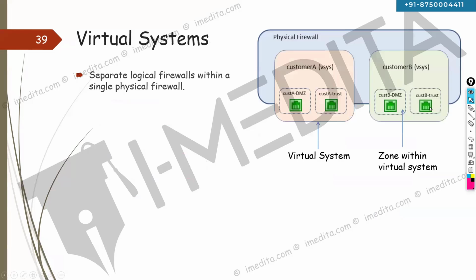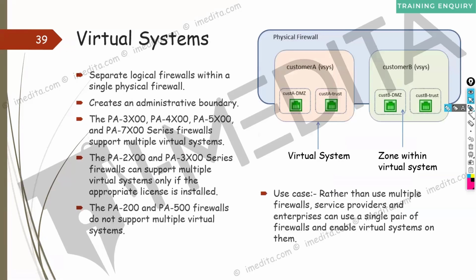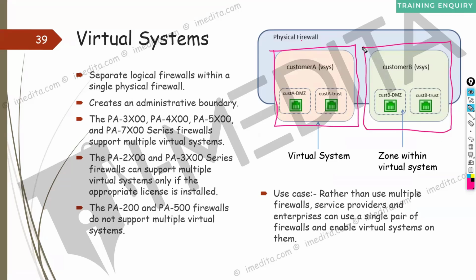Next, we have here virtual system. So what is virtual system? When we have a physical firewall, we can break down the physical firewall into multiple virtual firewalls, just like Cisco, just like FortiGate, just like Checkpoint. So a separate logical firewall within a single physical firewall is called a virtual system.